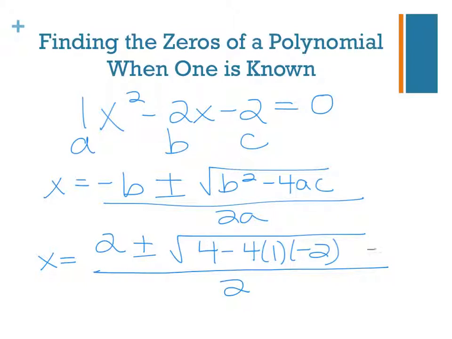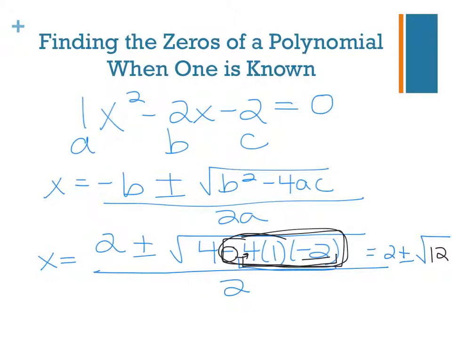And so what I am left with is 2 plus or minus the square root of, if I multiply negative 4 times 1 times negative 2. If I include this negative sign as being attached to the 4, I'm going to get negative 4 times 1, which is negative 4, times a negative 2 is a positive 8. So really, I'm going to end up with a 12 under this square root, because this right here in the black box is positive 8, so I'm going to get a 4 plus 8. And then divide that by 2.